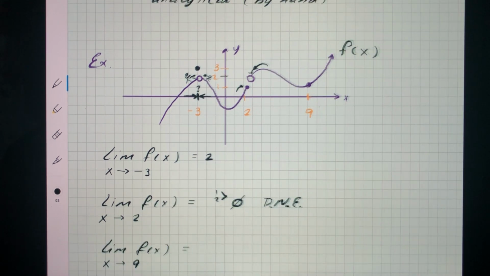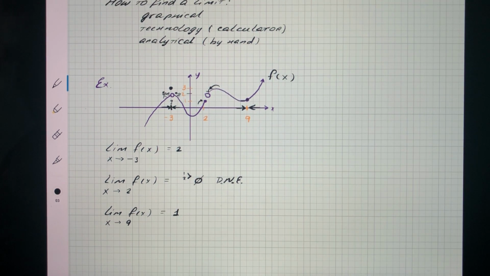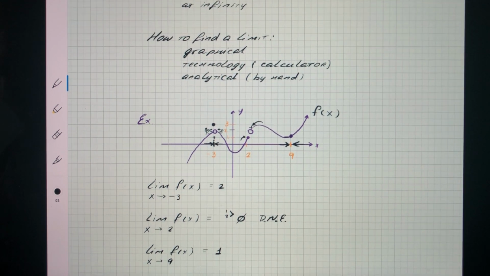And the last one is, as we're going to 9 from both sides. As x approaches 9 from the left, and x approaches 9 from the right, what is the height of that point? And from both sides, it is equal to 1. So the limit is equal to 1. And that is how to find the limit from both sides if we have the picture.